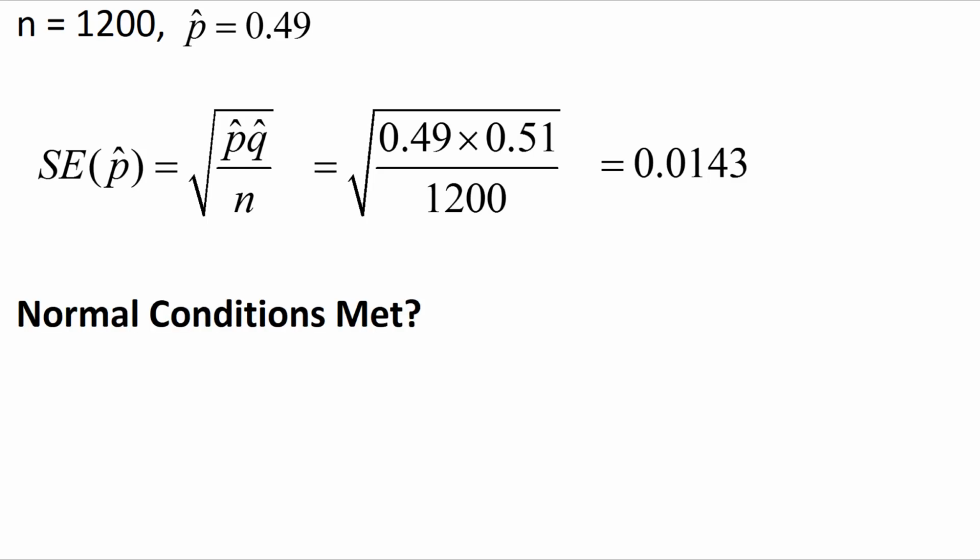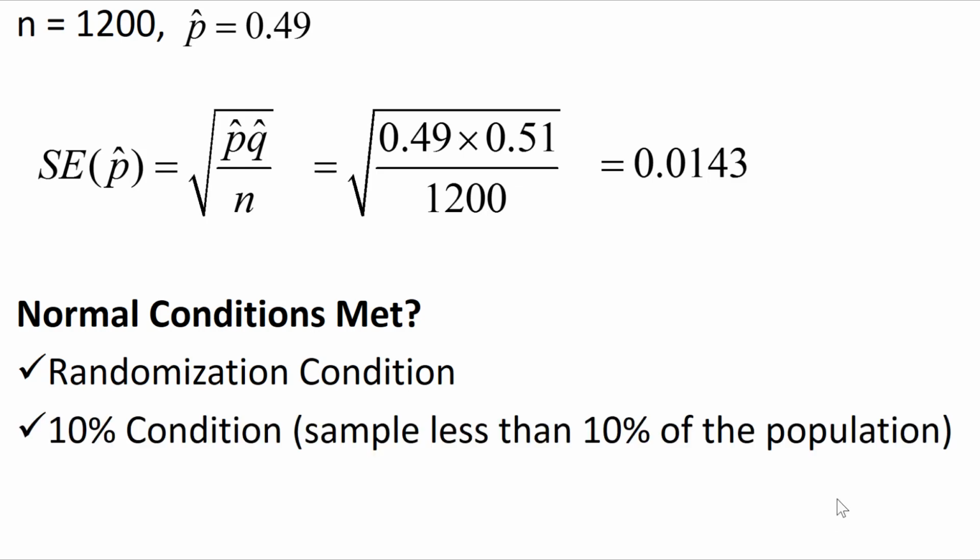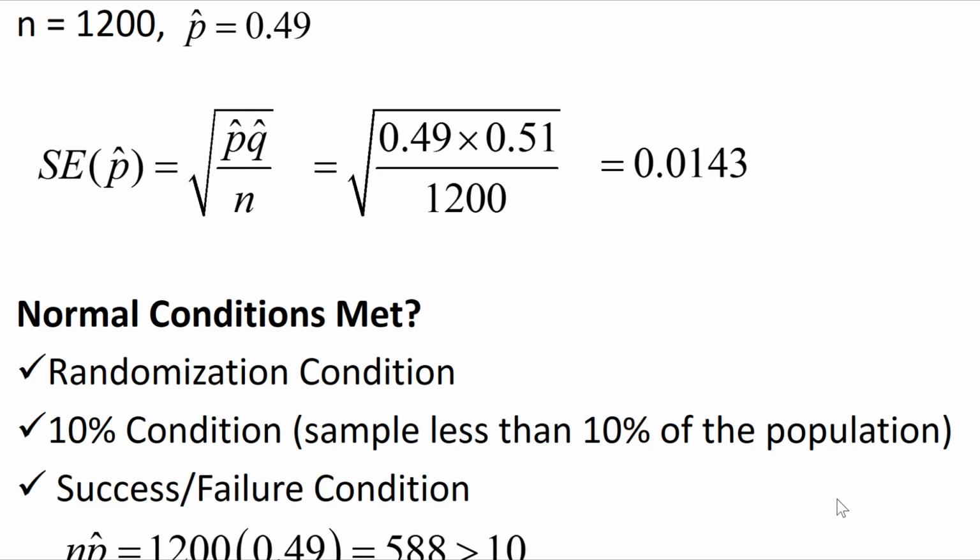We need to make sure our normal conditions are met. So randomization condition. We're assuming that the poll, this research organization, actually took a random sample. We often just have to assume that if it's not explicitly stated. The 10% condition, what does that mean? So the sample has to be less than 10% of the entire population. That certainly makes sense here. This is rarely violated. And then our success/failure condition.